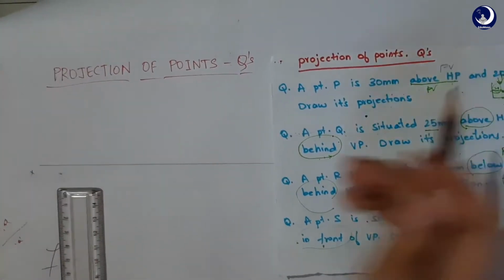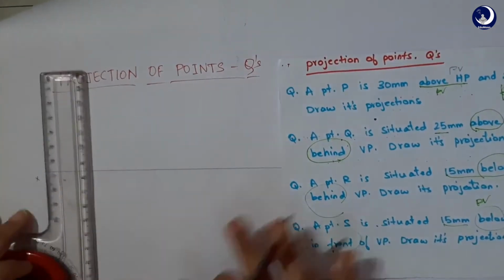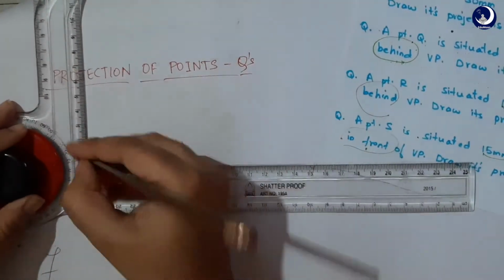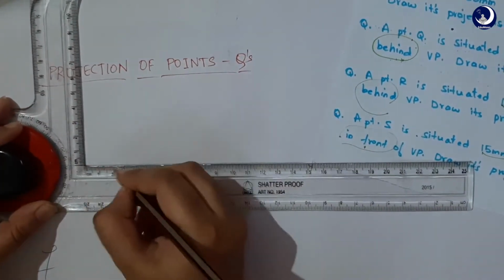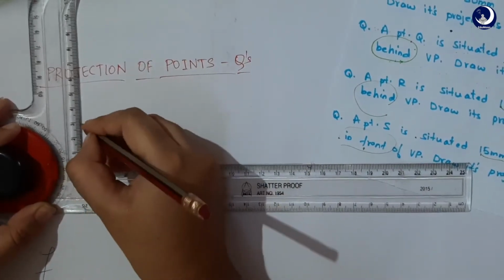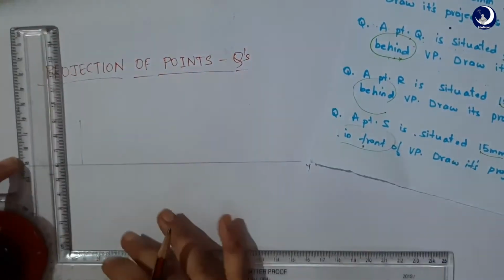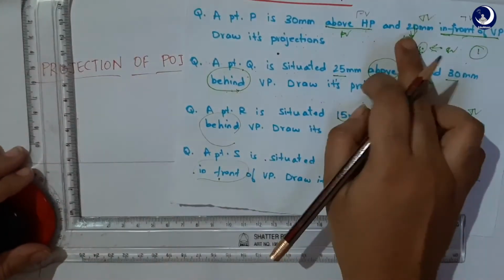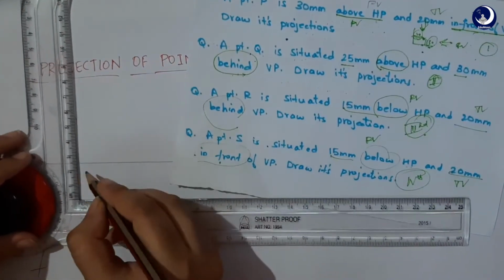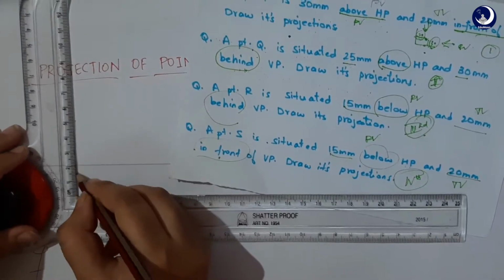So 30 mm above HP, that means from the reference line 30 mm above HP, because front view is going to be above the reference line in first angle projection. 30 mm above will place a point and 20 mm in front of VP.